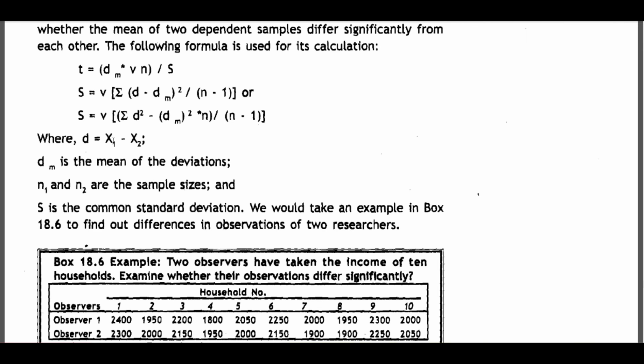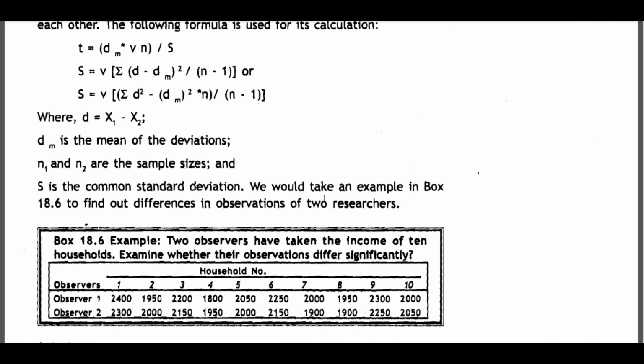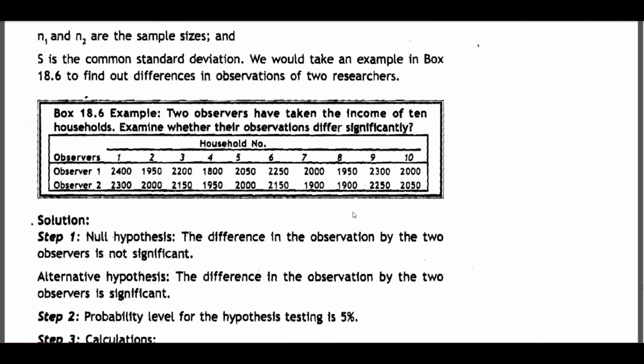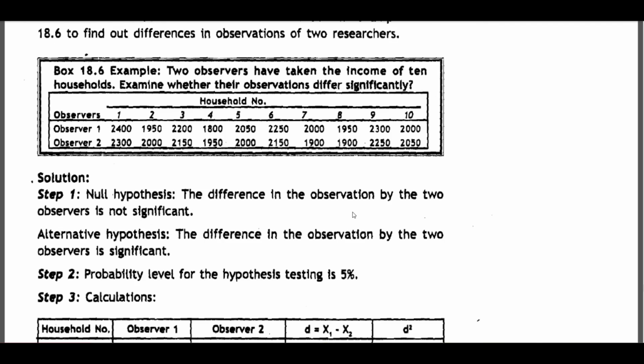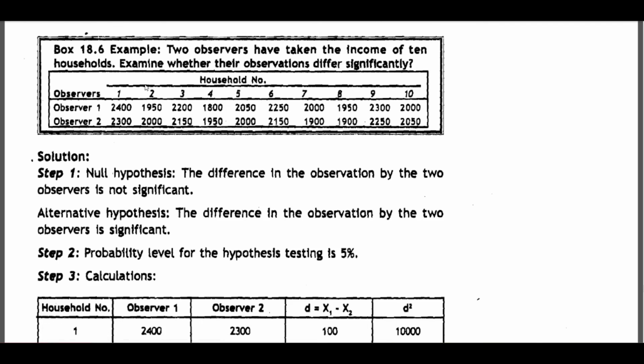Where d is x1 minus x2, dm is the mean of the deviations, n1 and n2 are the sample sizes, and s is the common standard deviation. We take an example in Box 18.6 to find out the difference in observations of two researchers. Here in the box, two observers have taken the income of 10 households, and we examine whether these observations differ significantly, because different people are taking the readings. Then we have to check whether there is any variation.